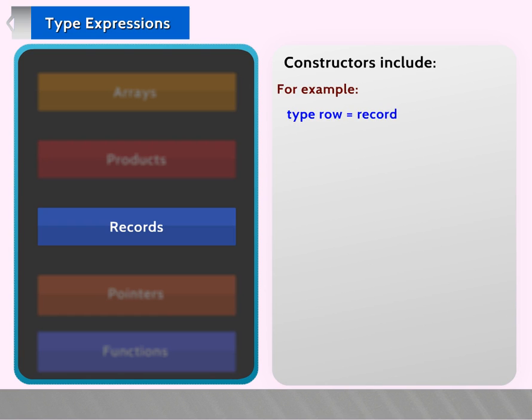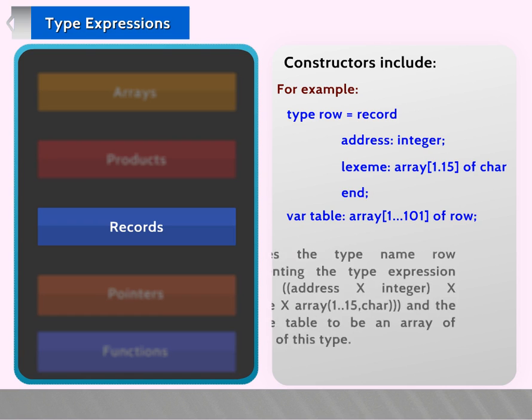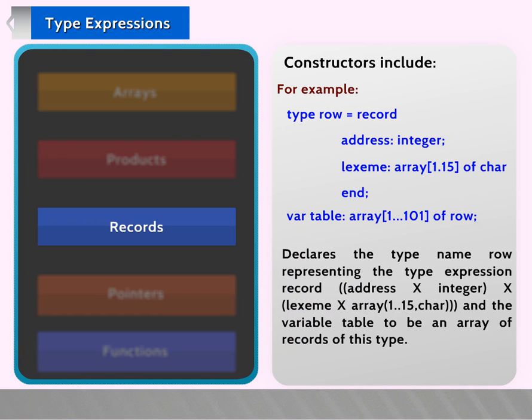For example, type row = record((address × integer) × (lexeme × array(1..15, char))), and var table: array(1..101, row). This declares the type name row representing the type expression record(address × integer × lexeme × array(1..15, char)), and the variable table to be an array of records of this type.